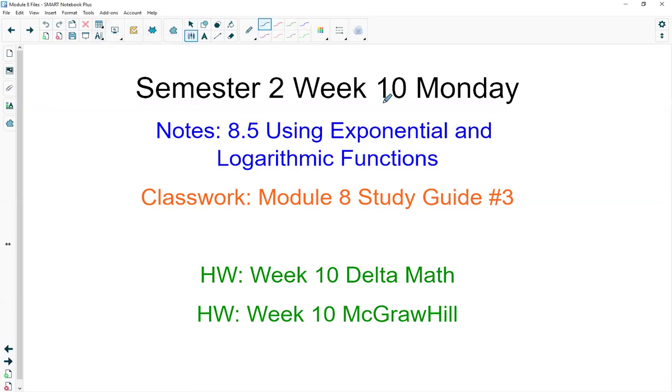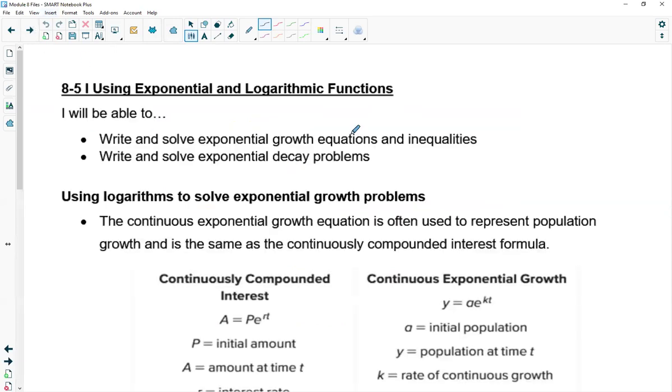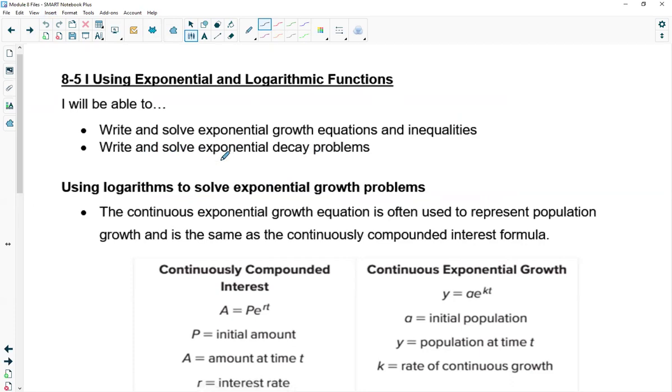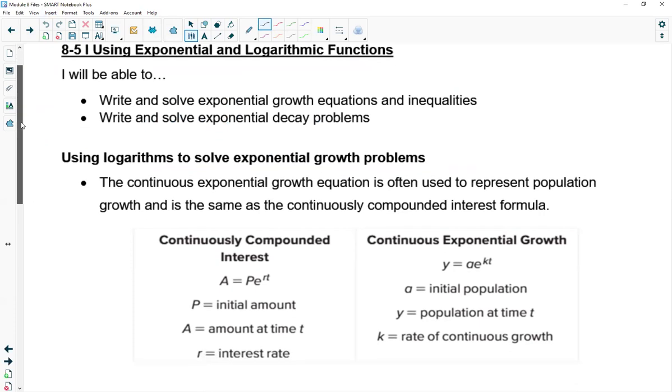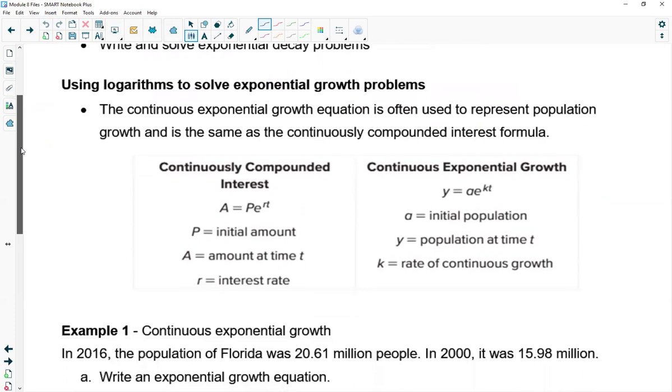How's it going, folks? Today we are going to be looking at section 8.5, using exponential and logarithmic functions. So today's goals, we're going to be able to write and solve exponential growth equations and inequalities. We're also going to be able to write and solve exponential decay problems. So we're going to talk about using logs to solve exponential growth problems.